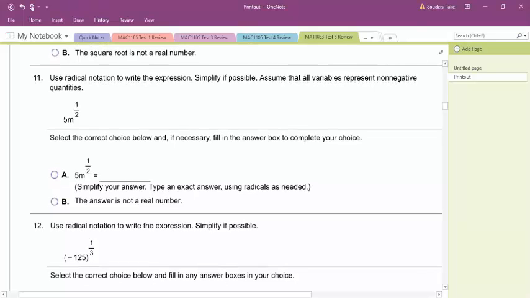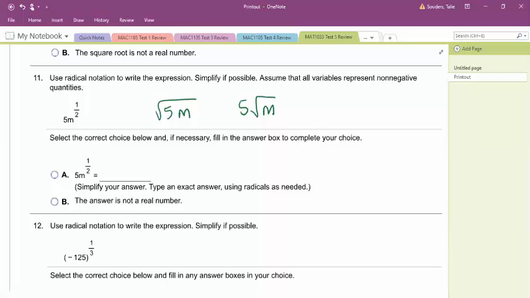Okay, for number 11, we're going to write the expression using radical notation. So I just mentioned a minute ago, but m to the 1/2 is the same as what kind of root? Square root? Square root, very good. So this is my question. Which of these answers is correct? This answer or this answer? So is it the square root of 5m or 5 times the square root of m? Which answer is correct and why?